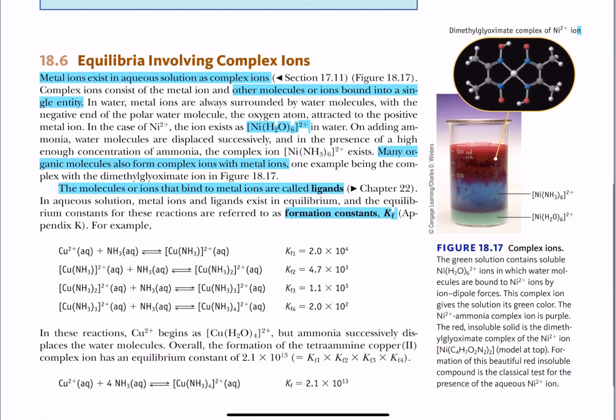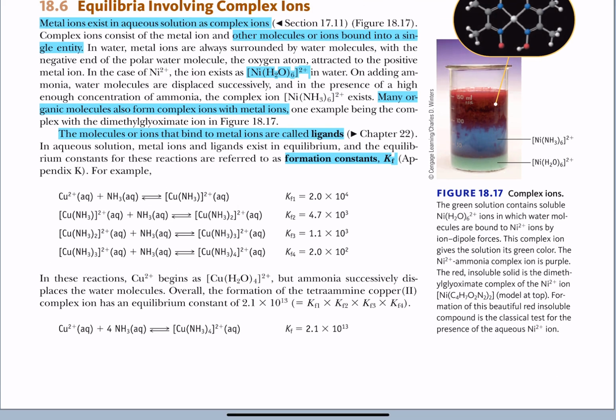If you look down here towards the bottom, you can see how the copper ion will successively connect with one ammonia, and then a second ammonia, then a third ammonia, and then a fourth ammonia. So that last complex ion, this one right here, would be called the tetraamine copper-2 ion. Tetra means 4, and amine is a prefix that usually refers to the ammonia molecule.